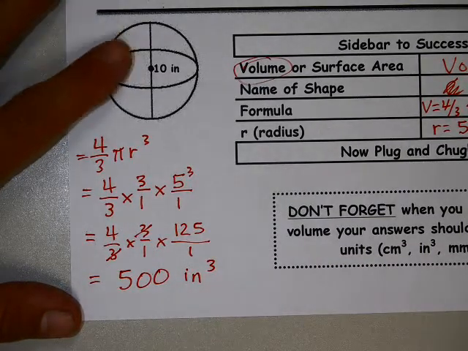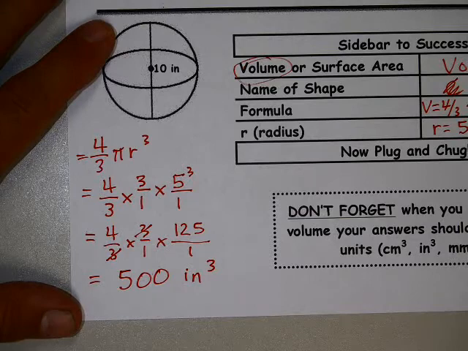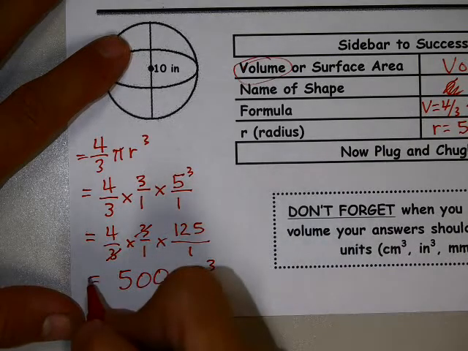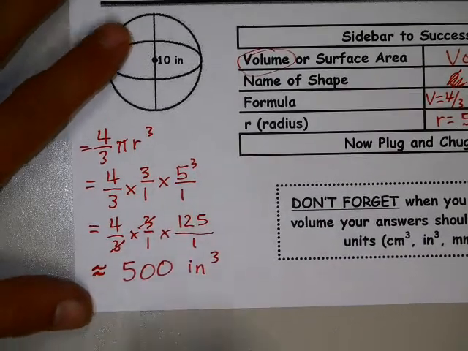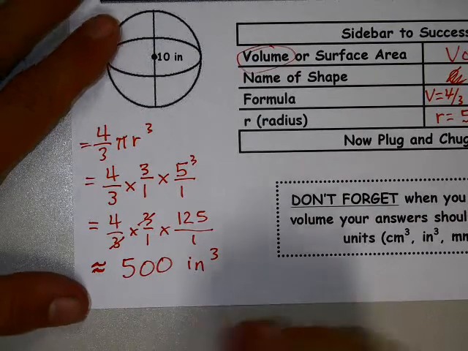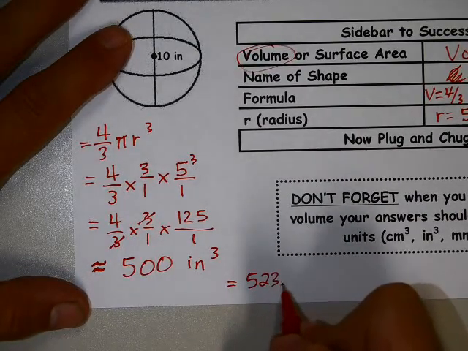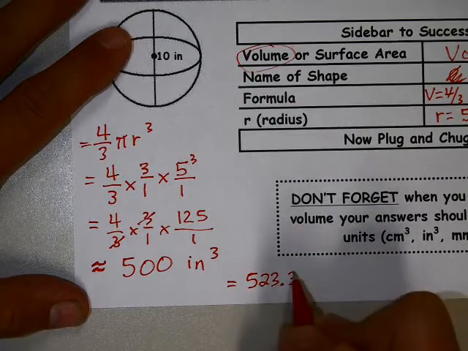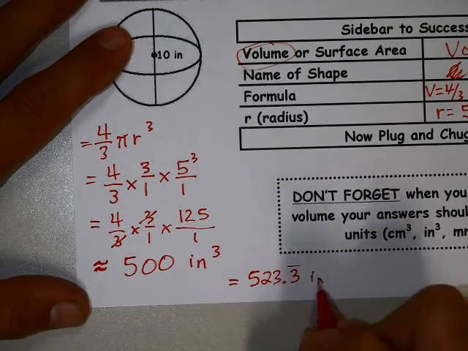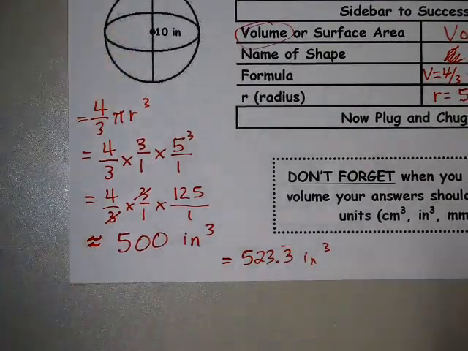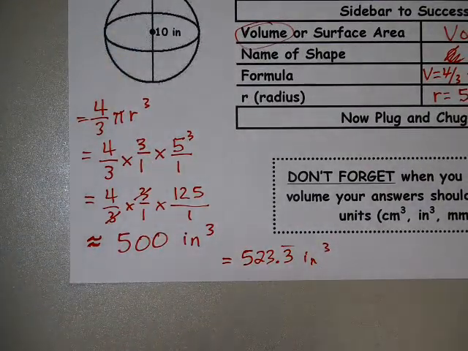Now, just so you know, I'm not going to show all the math, but if I would have used 3.14, the actual amount of pi, I probably should have put little squiggly equal signs right here. That means it's close to. If I actually did it exactly, I'd get an answer of 523.3, I'm pretty sure it was repeating. So the answer is not really that far off. I'm pretty close. Okay, so we're just trying to get you a basic idea of volume of spheres.